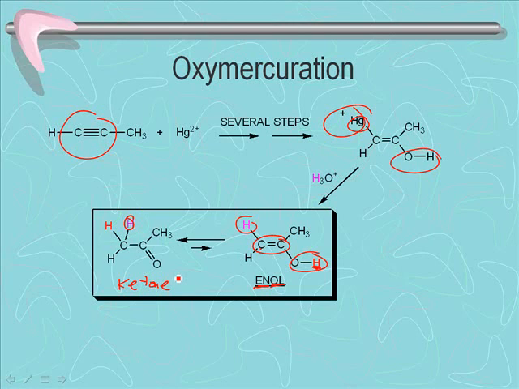But for the purposes of what we're talking about here, let's focus on what happens when we form the enol. Notice that the OH group went to the more substituted end of the triple bond. The H, overall the H of the water, went to the less substituted carbon. And so this was a Markovnikov addition of water.